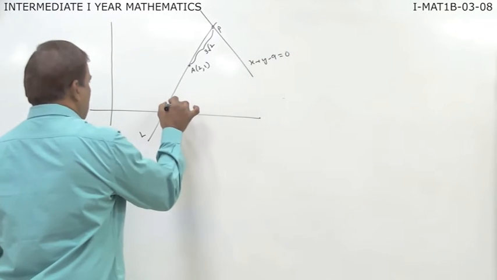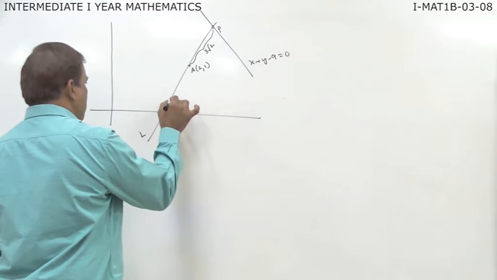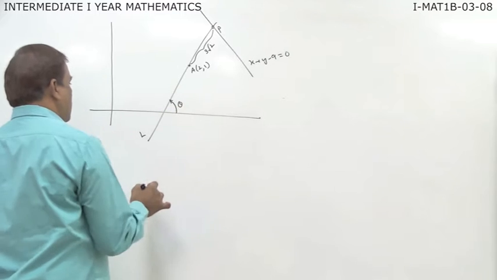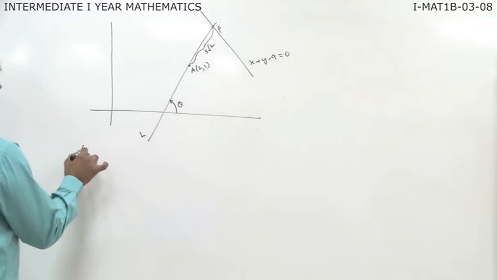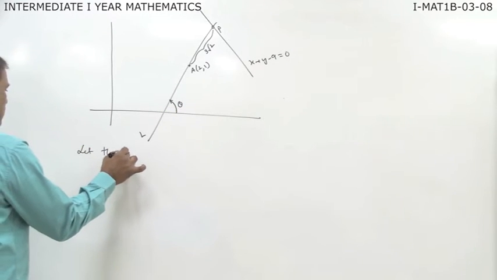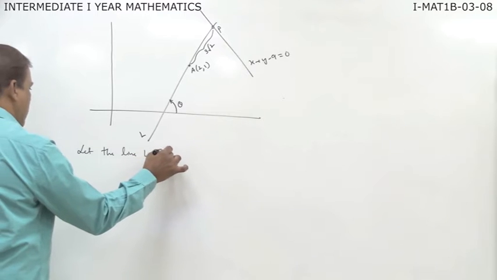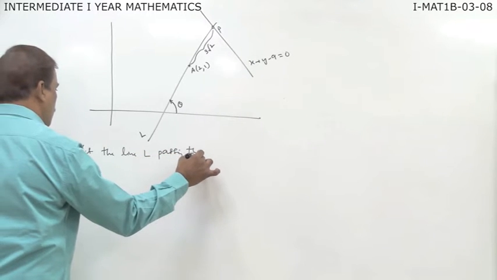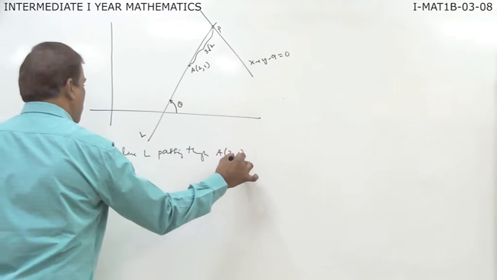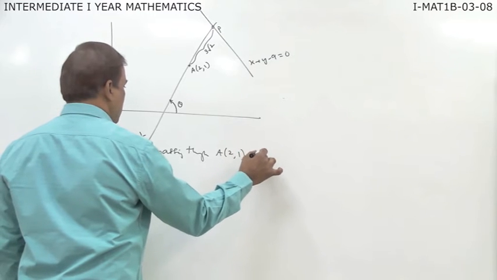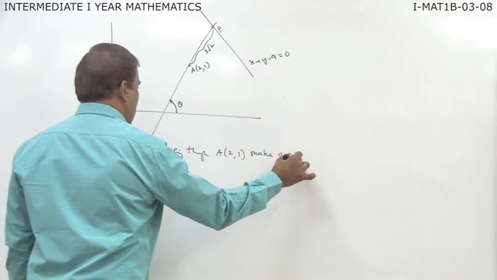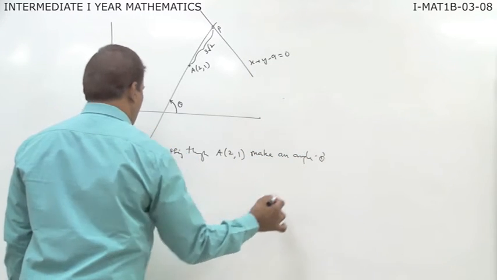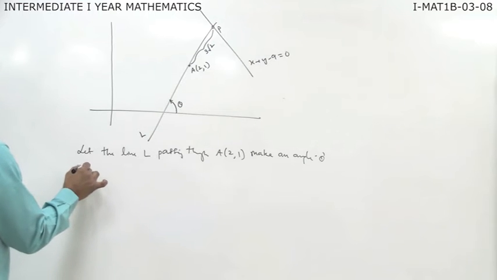Okay. Now, let's say the line L makes an angle theta. Let the line L passing through A(2, 1) make an angle theta with the positive direction of x-axis.